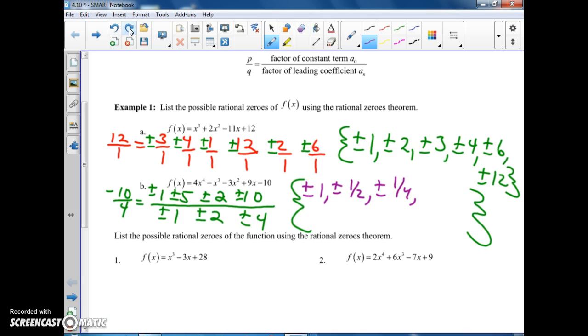Now we're going to go to 5. So you have 5 over 1, which gives you plus or minus 5. You have 5 over 2, which gives you plus or minus 5 halves. You have 5 over 4, which gives you plus or minus 5 fourths. And then that takes care of all the 5s.